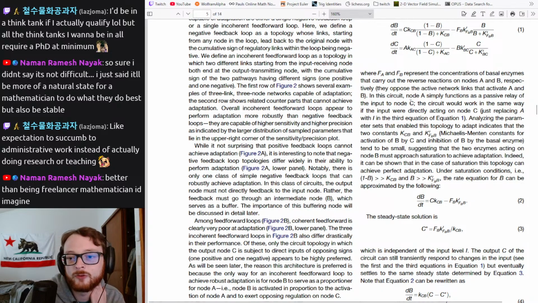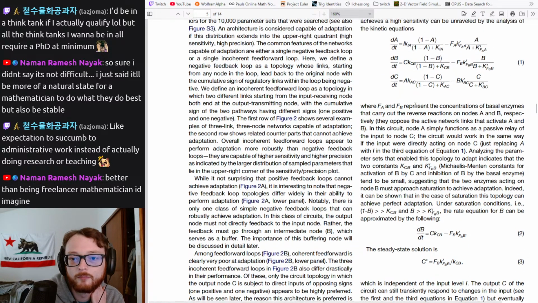Node A simply functions as a passive relay of the input to node C. This will work in the same way if the input were directly acting on node C. Well, that's an interesting claim because they say that A is necessary in some way, though.